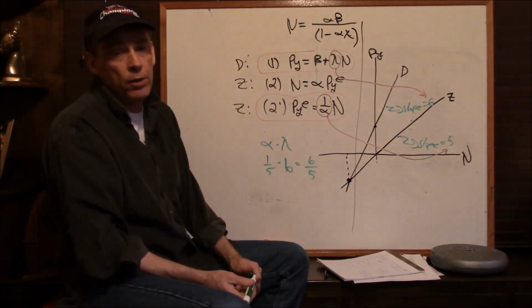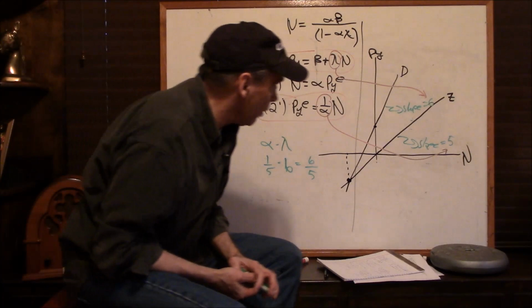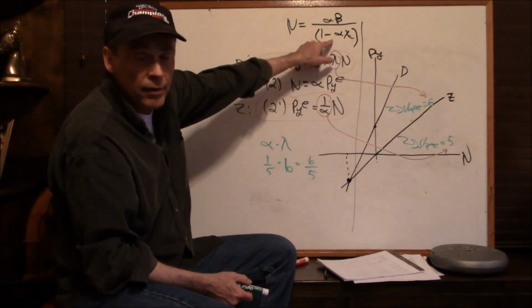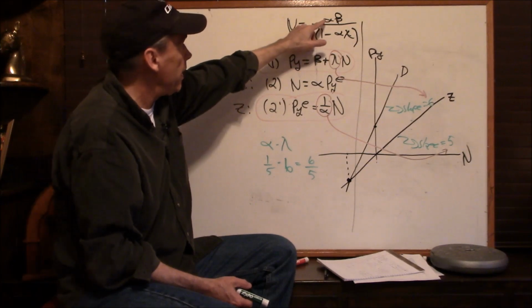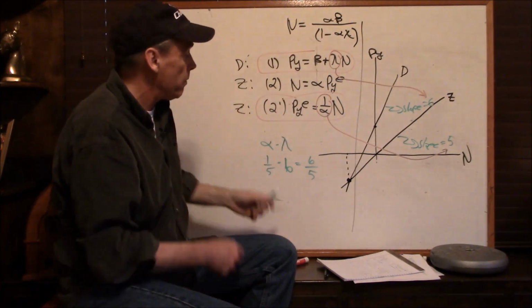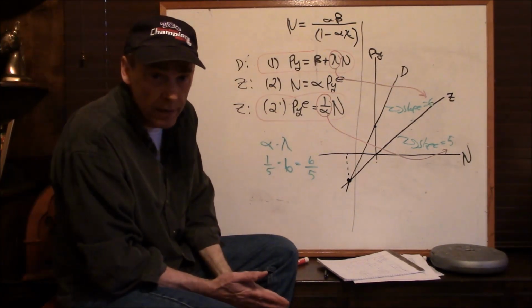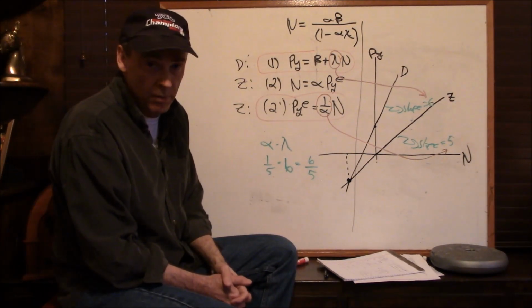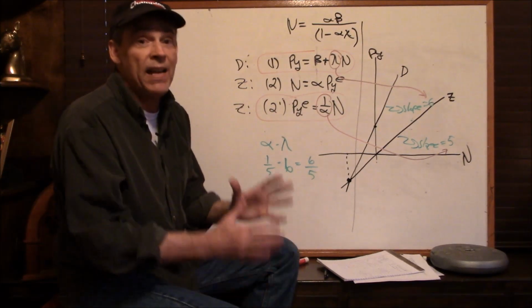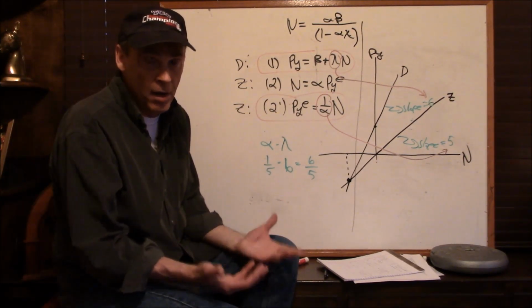And 6 over 5 is greater than 1. And so since 6 over 5 is greater than 1, we'll have a negative denominator, and the numerator is going to be positive because alpha is always going to be positive and beta is always going to be positive. So the overall number will be negative, and so the solution will be that firms would hire a negative number of people. Not lay off some people, but hire a negative number of people. I guess zombies or something like that.